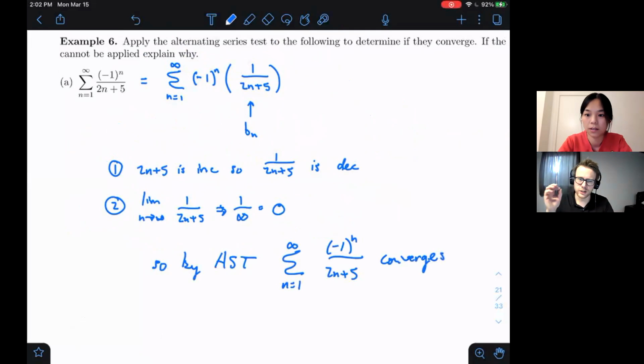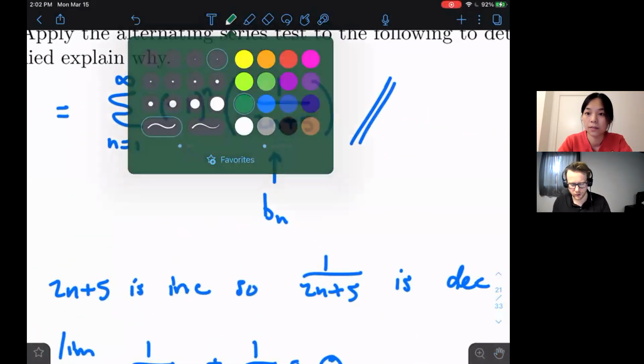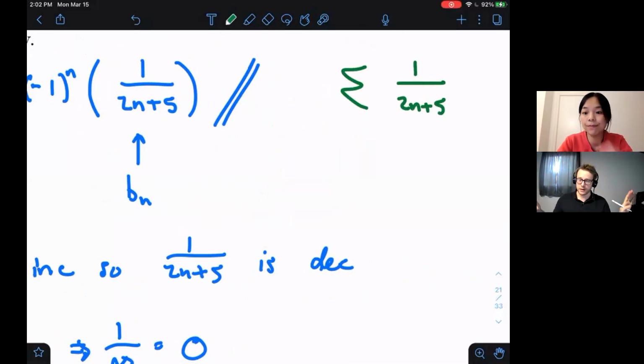And really quick, I just want to point out, and we did this a little bit in the video as well, that without this alternating piece, if I was to just think about 1 over 2n plus 5, and I was to ask you if this thing converges or diverges, if I take away the alternating piece and I just have all of the positive bits, does this thing converge or diverge? What's the answer to that?